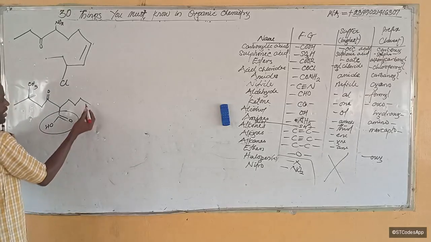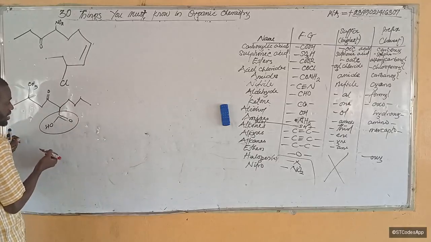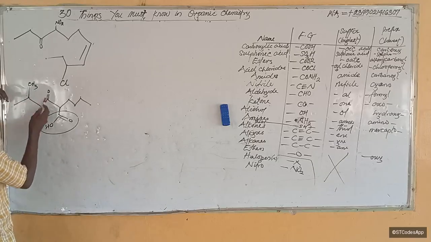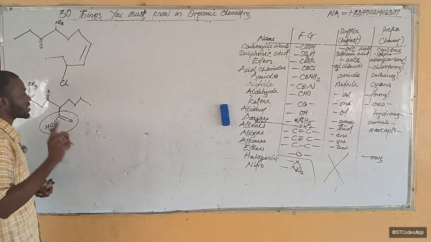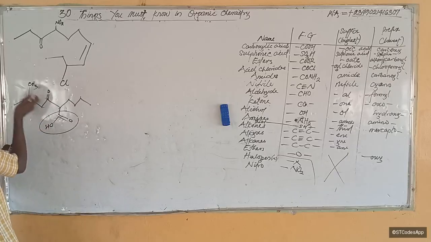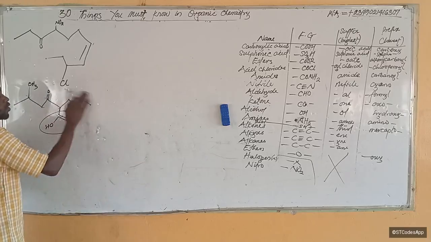So how do we count here? There are two ways we can count. We count like this: 1, 2, 3, 4, 5, 6, the last carbon here. Now if we count the other way, 1, 2, 3, 4, 5, 6, we still get 6. So which direction should we pick? We are going to pick this direction, because there are other substituents here. So this one becomes our lower priority; this one becomes a substituent.